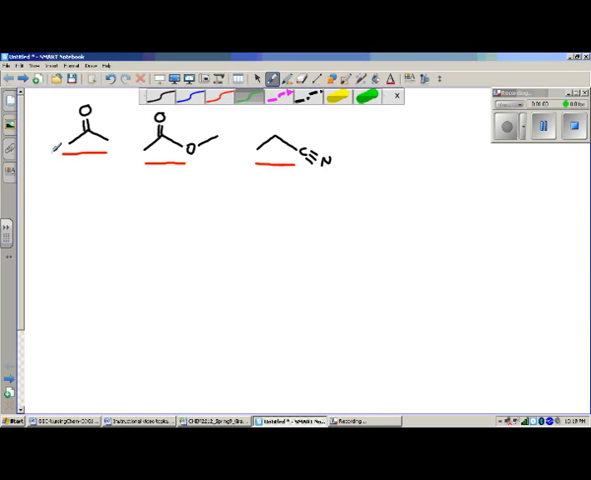So in theory, if we use a strong enough base to remove one of these alpha hydrogens, this one, or maybe this one, or maybe this one, we should be able to alkylate the enolate with some sort of alkyl group with a leaving group on it. And that's actually quite easy to do.